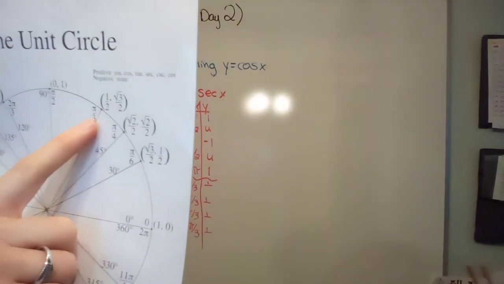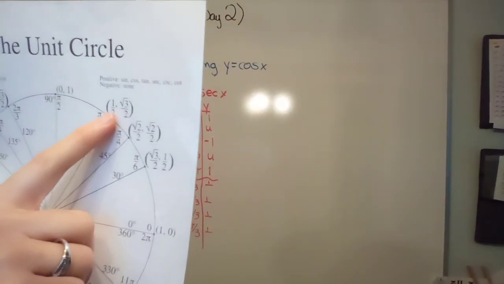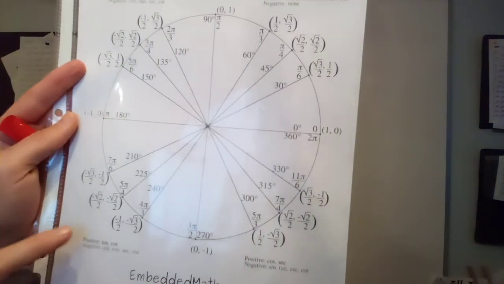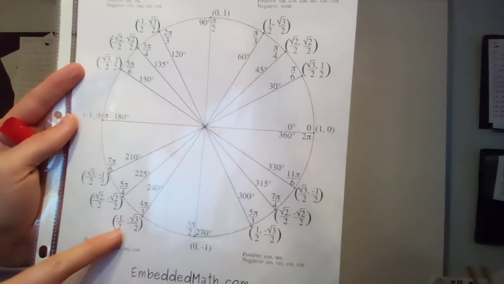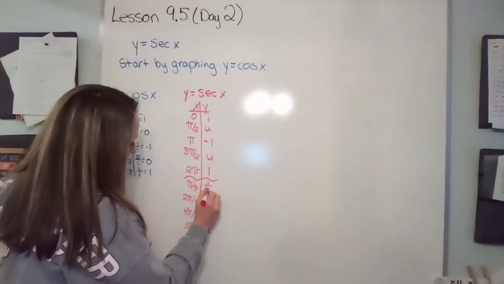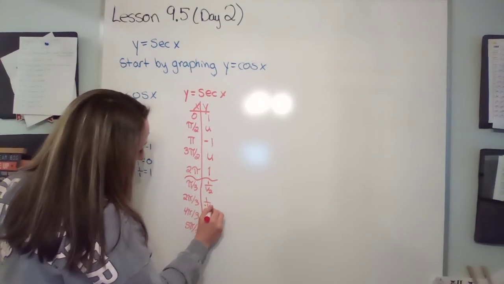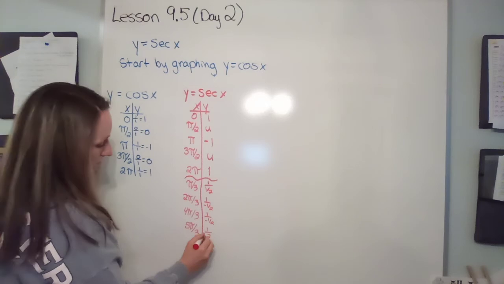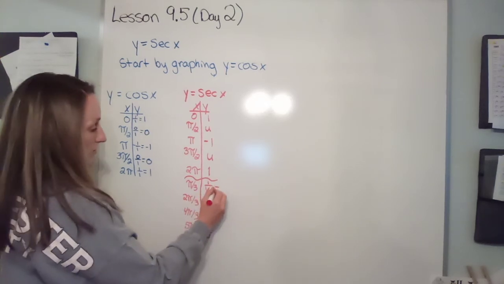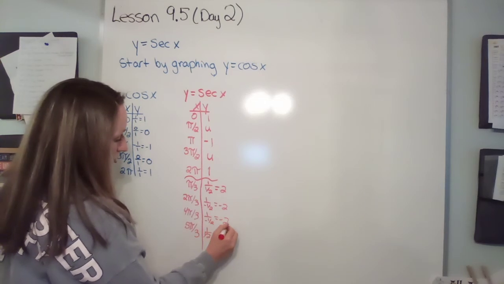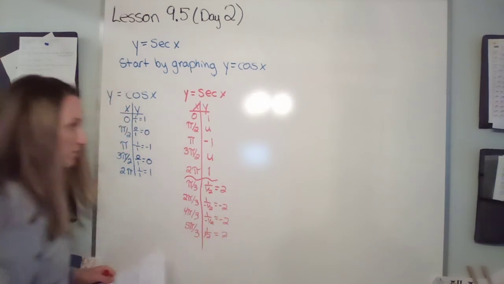So by choosing all the pi over 3s, I'm going to have 1/2, -1/2, -1/2 again, and 1/2. And when I multiply by the reciprocals, I get 2, -2, -2, and 2.